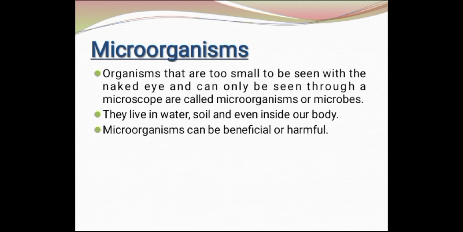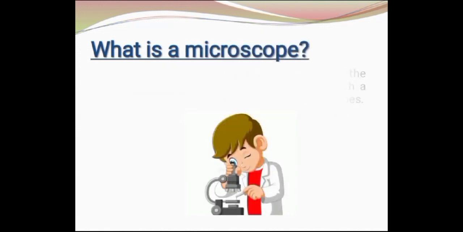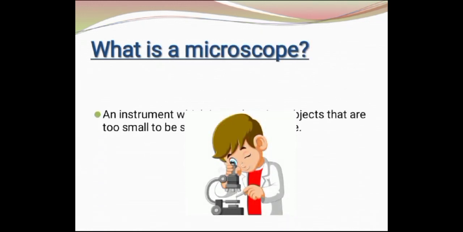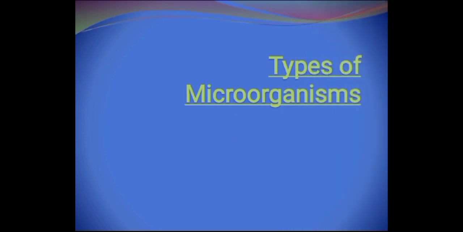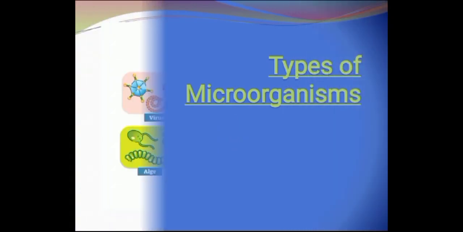Microorganisms can be beneficial or harmful. What is a microscope? An instrument which is used to view objects that are too small to be seen with the naked eye. Types of microorganisms.